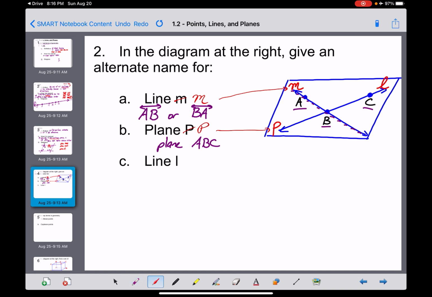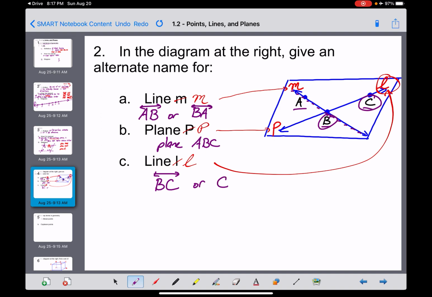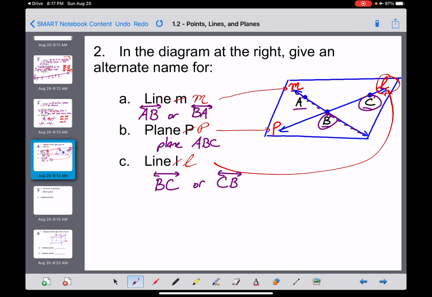And that last one, line L, and again, that L was supposed to be cursive, so that's in reference to this right over here. Once more, there's a line, and you can name a line with any 2 points located on it. So what 2 points do we see on line L? Here's point B, and there's point C, so we could call that line BC with the arrow over the top. Or we could reverse those letters and call that line CB. Either one of those would be just fine. So that's one of the things we're trying to get used to at the beginning of the year here, trying to name geometric figures in different ways.